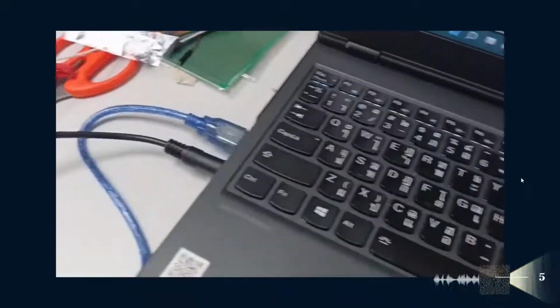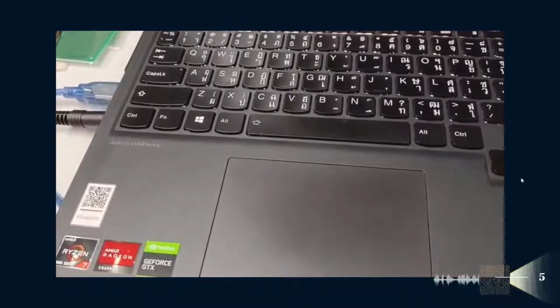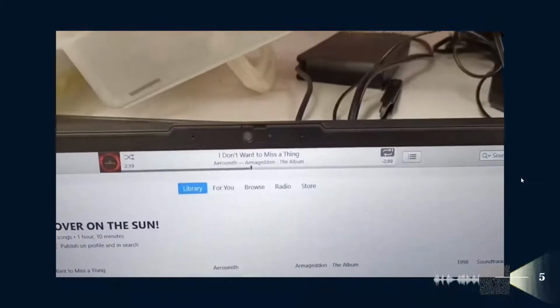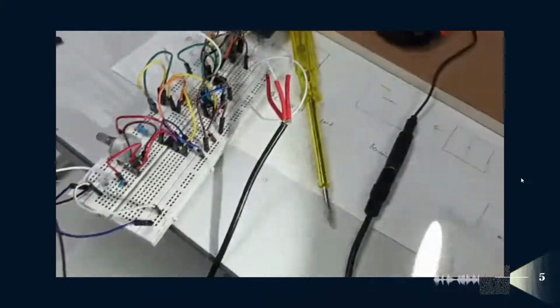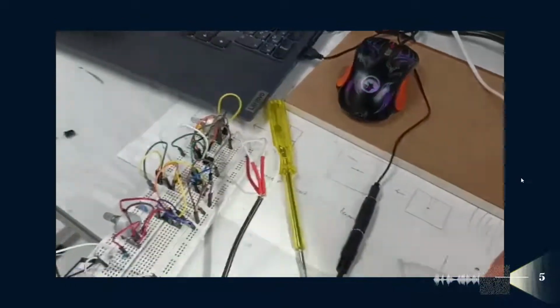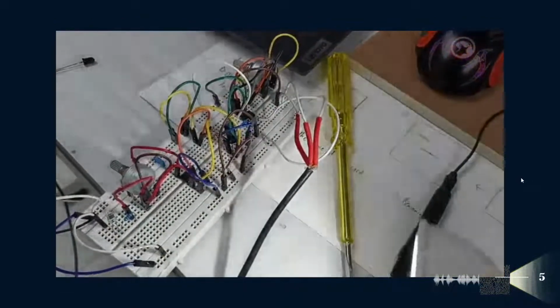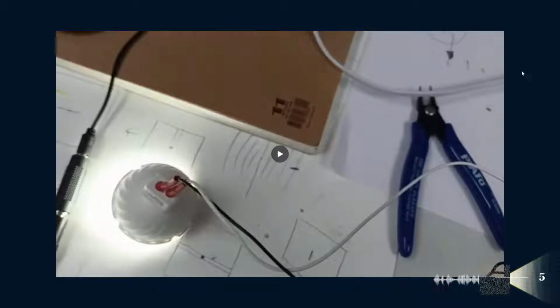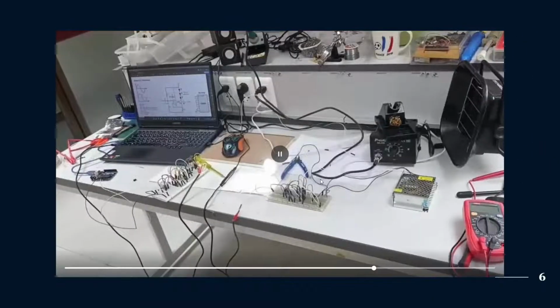I'm checking the audio input, which is the port in my computer. And if everything is working, we're going to hear the Aerosmith track. I don't want to miss a thing, but let's see if the receiver actually works. And it's not working. We actually cannot hear anything. Everything is silent, because I don't know if the problem is because of the transmitter or the receiver. It could be both wrong, but yeah, nothing happened.